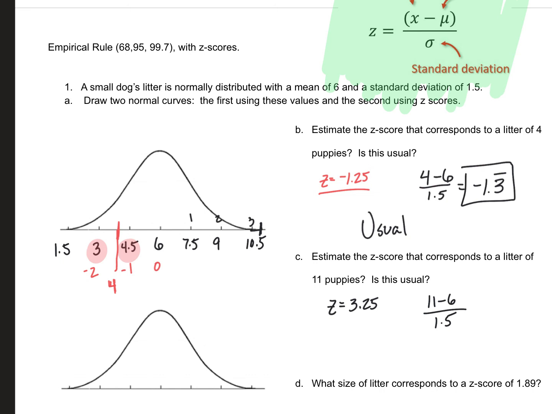So what we end up with is 5 divided by 1.5, which is a positive 3 1/3. And this is not likely because we are not inside the second deviation. So this is very unusual. This is a very unusual situation.